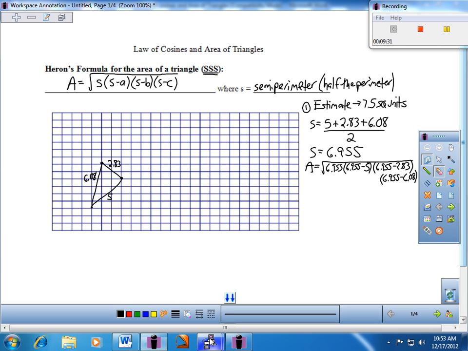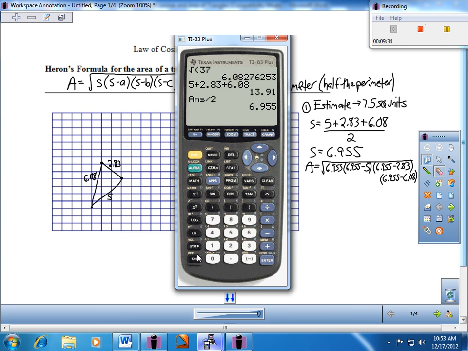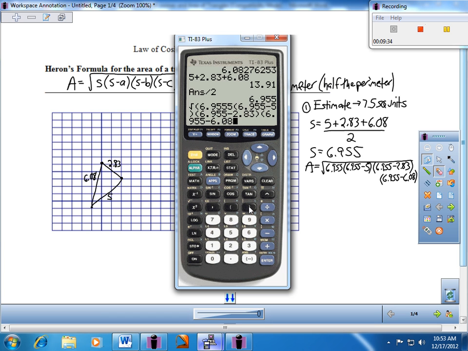So here we go. Oh, I did that again. Interesting. So here's what I have. Square root. And let's go for it. So I have 6.955. And then I just let it run, guys. Just 6.955 minus 5. And then same 6.955 minus 2.83. And last one here, parentheses, 6.955 minus, what did we say, 6.08. Excellent. I hit enter, and that's what I end up getting. Just over 7 square units there.